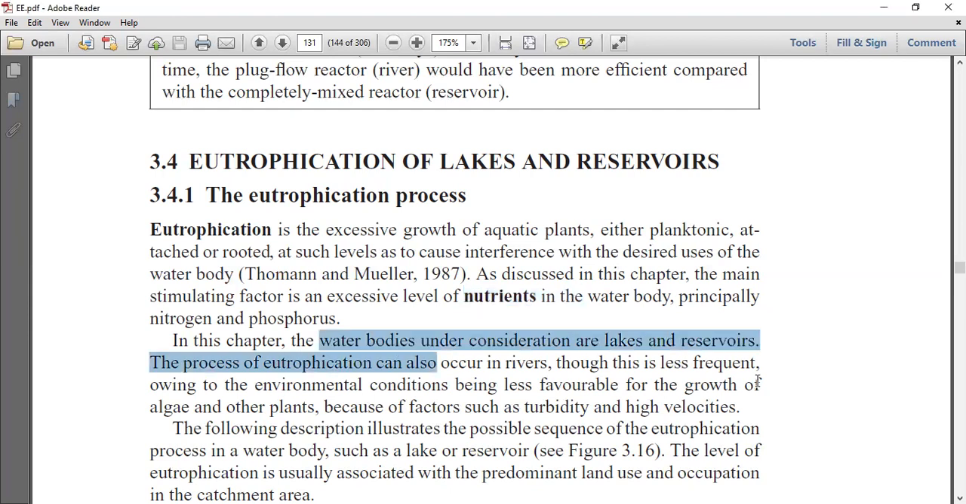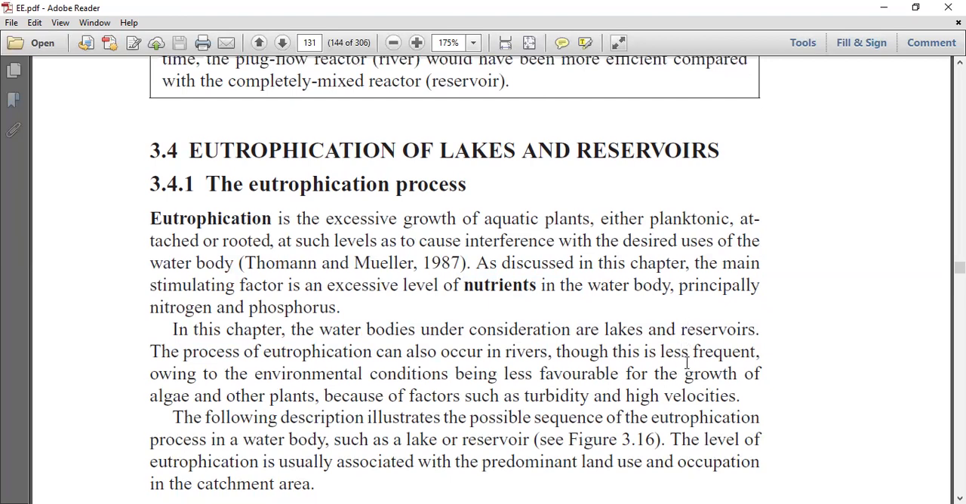The water bodies under consideration are lakes and reservoirs. The process of eutrophication can also occur in rivers, though this is less frequent, owing to the environmental conditions being less favorable for the growth of algae and other plants because of factors such as turbidity and high velocity. So eutrophication phenomena are generally not found in rivers, and when there are still waters, for example a lake, there are high chances of eutrophication.